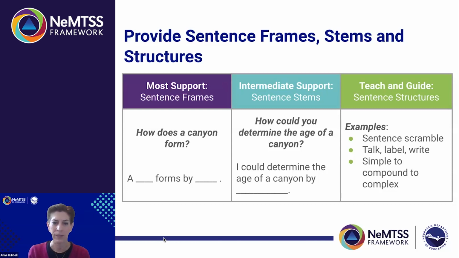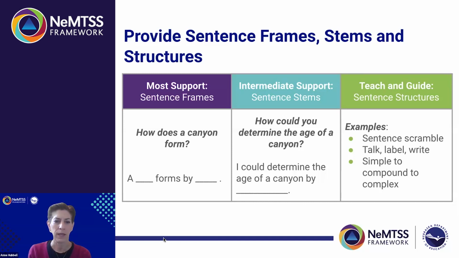Task 2 is talk, label, write. This task asks students to talk with a partner or triad about an image or object. Students then discuss the different parts and words that they know about the image or object and then label them. Then students can use the labels to help them generate and write sentences.